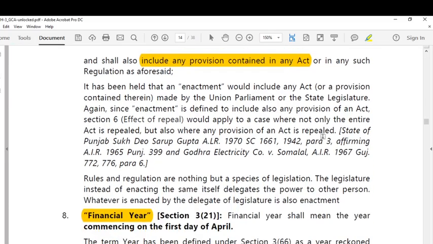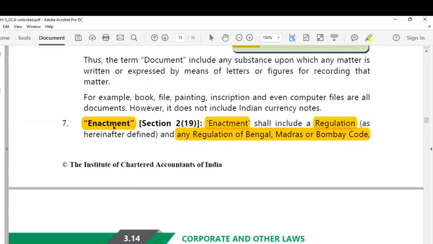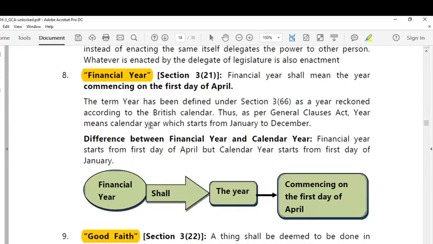It has been held that enactment would include any act made by the Union Parliament or the state legislature. Again, since enactment is defined to include also any provision of an act, Section 6 would apply to a case where not only the entire act is repealed, but also where any provision of the act is repealed. So this also needs to be kept in view while defining what is meant by enactment.